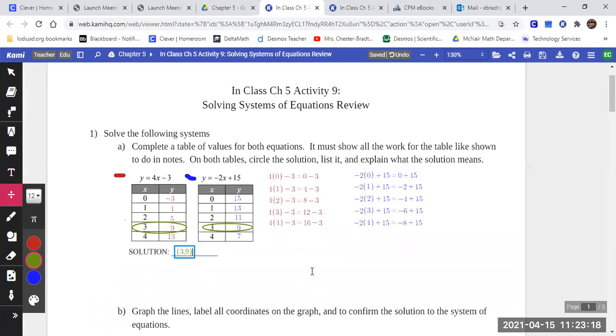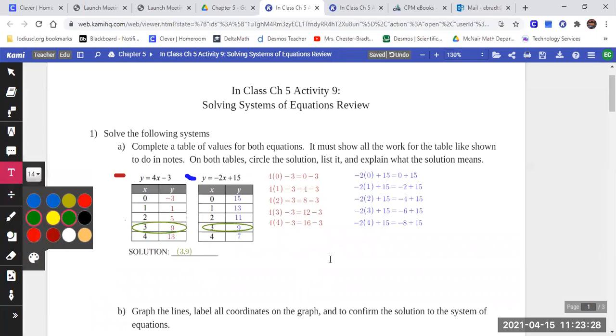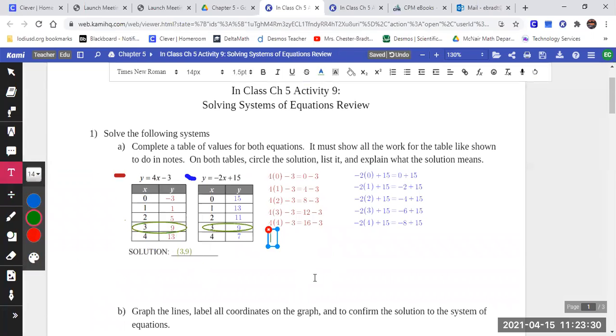So we've completed the table. We've shown our work. We've circled our solution on both the tables. We've listed the solution. Now we just have to explain what that solution means. When we have that solution, what does that mean? The solution, 3, 9, what does it mean? What is happening at that point? What's going on?